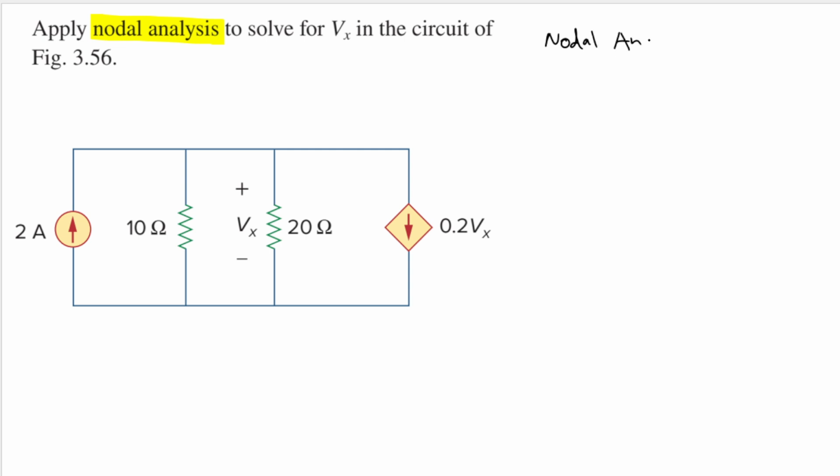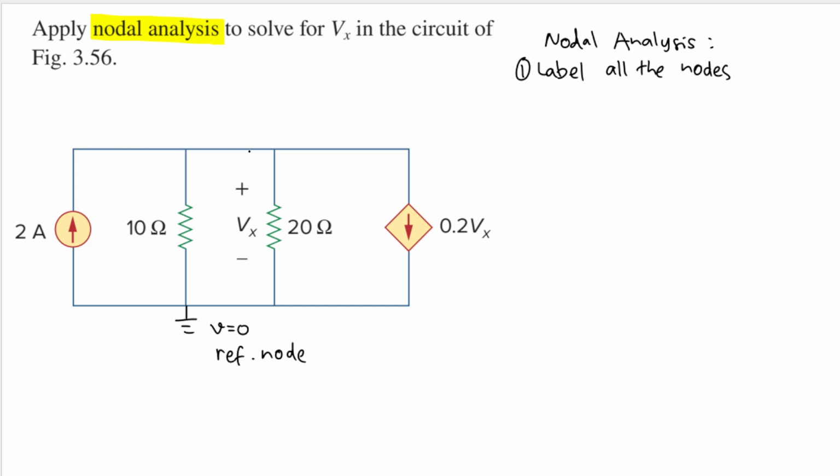Nodal analysis. The first step that we need to do is to label all the nodes. And what are the nodes here? Maybe let's use this bottommost node here as our ground. So the voltage here will be 0. Some people say that this is the reference node, but that is the same as the ground. Good. And then we also have another node here.